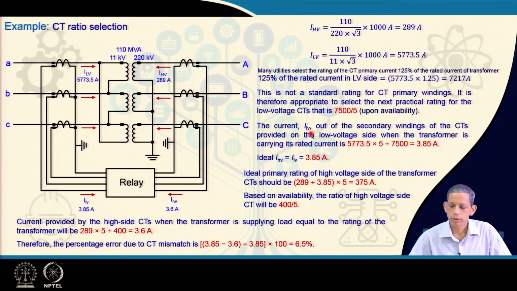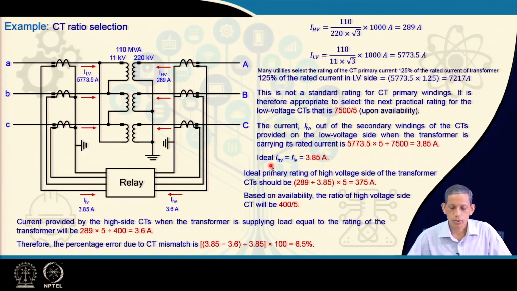Now, if we go to the high voltage side from the low voltage side, then when the low voltage side transformer is carrying a rated current of 5773.5, the ILV out of the secondary winding of the CT is 5773.5 into 5 divided by 7500. So, this is the corresponding CT ratio. That gives us 3.85 ampere at the normal loading condition, when it is feeding rated load. So, this is the CT secondary current on the low voltage side.